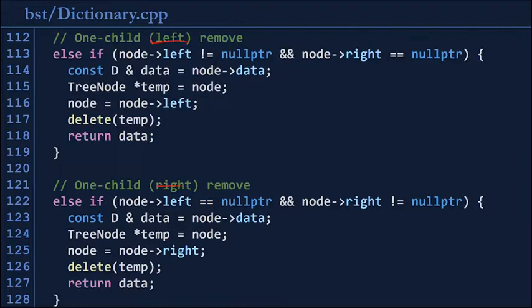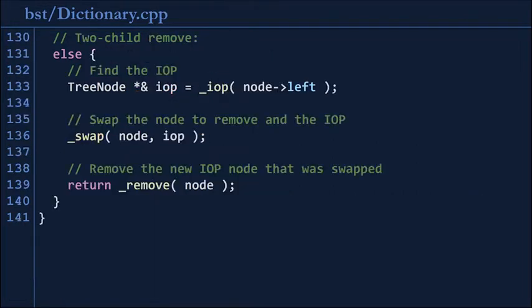And you'll notice the code's identical except for swapping whether or not we go left or right at one given location. We're simply looking at the data and repairing the linked list based on whether or not there's a left child or a right child. And then the very final case is going to be straightforward. We find the IOP, we swap that node, and we call that remove function on the node that we just swapped at its new position.